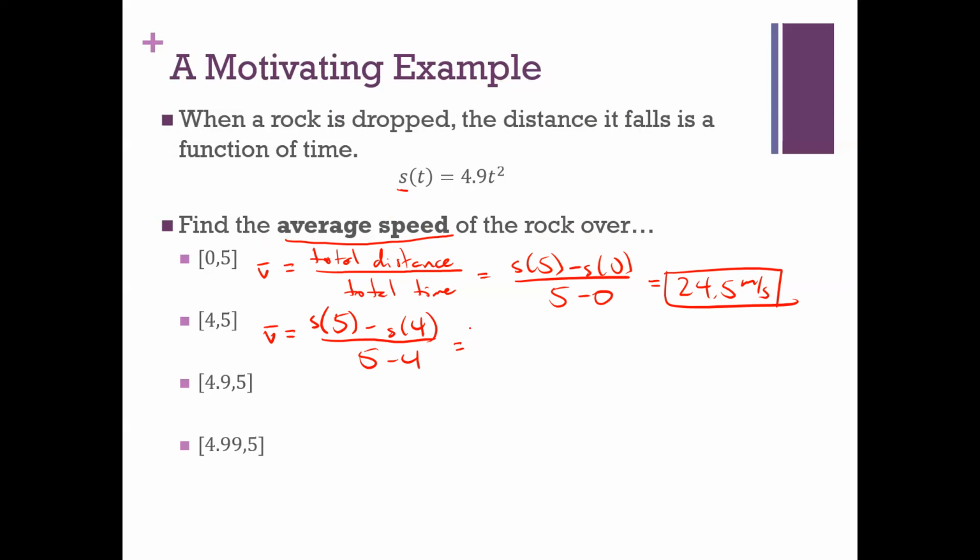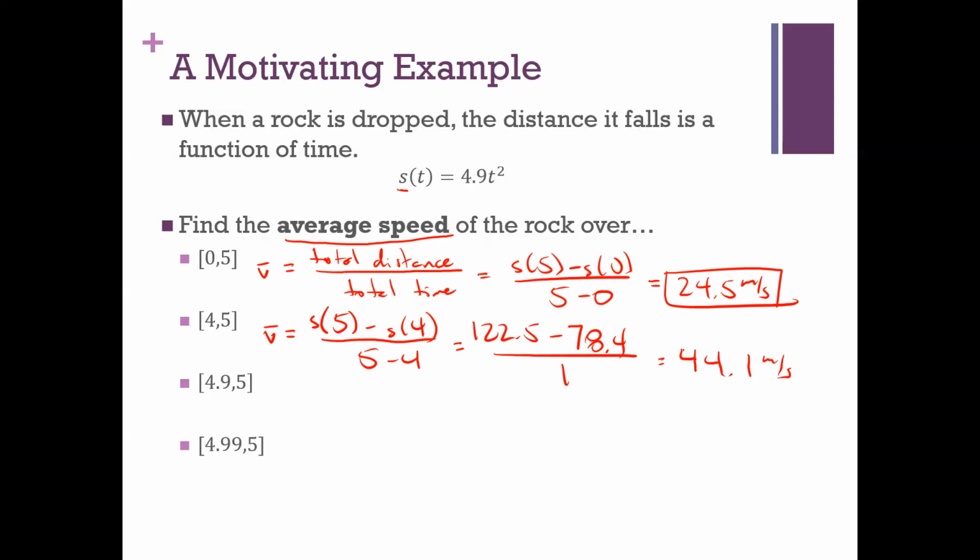So we're going to have 122.5 minus whatever 4.9 times 16 is, 78.4, all over 1. So that is 44.1.